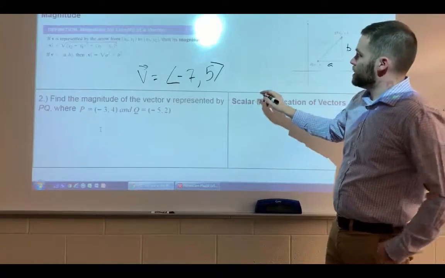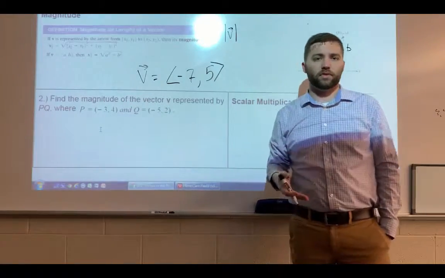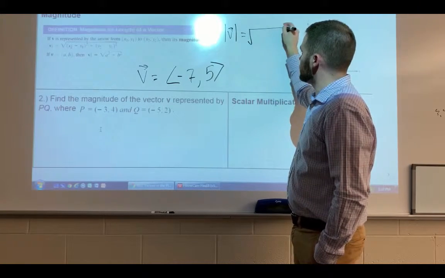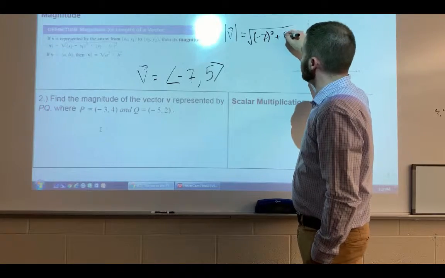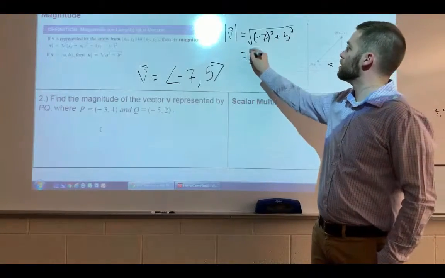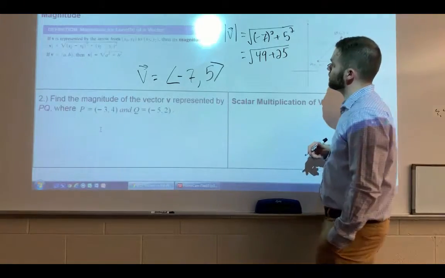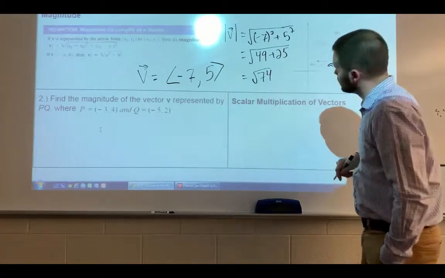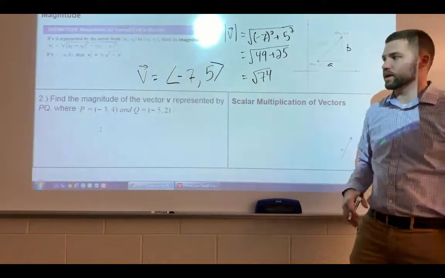So for vector v, we would do this. The magnitude of vector v, sometimes called the absolute value of vector v, which is why we use that symbol, would be equal to the square root of (-7) squared plus 5 squared. That's 49 plus 25, that's 74. The square root of 74 would be the magnitude of that vector. And that's all we mean by magnitude, how long the vector is.